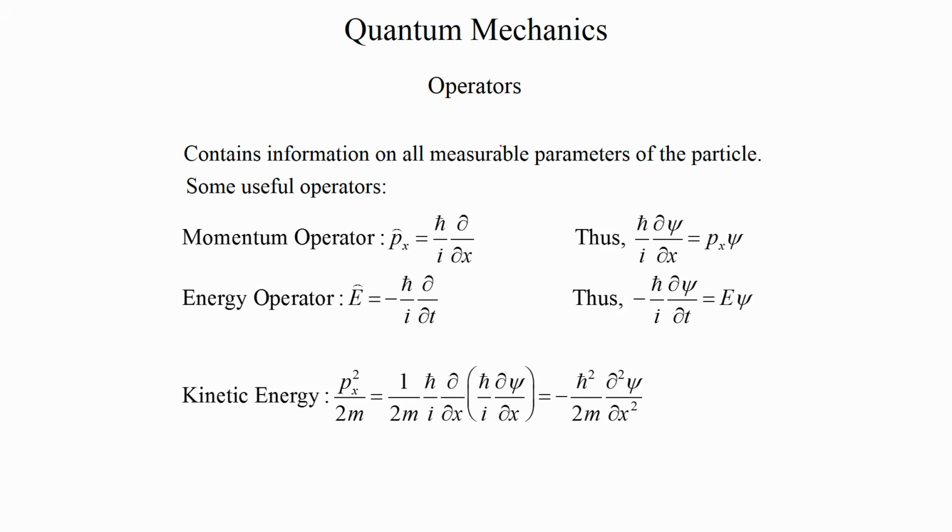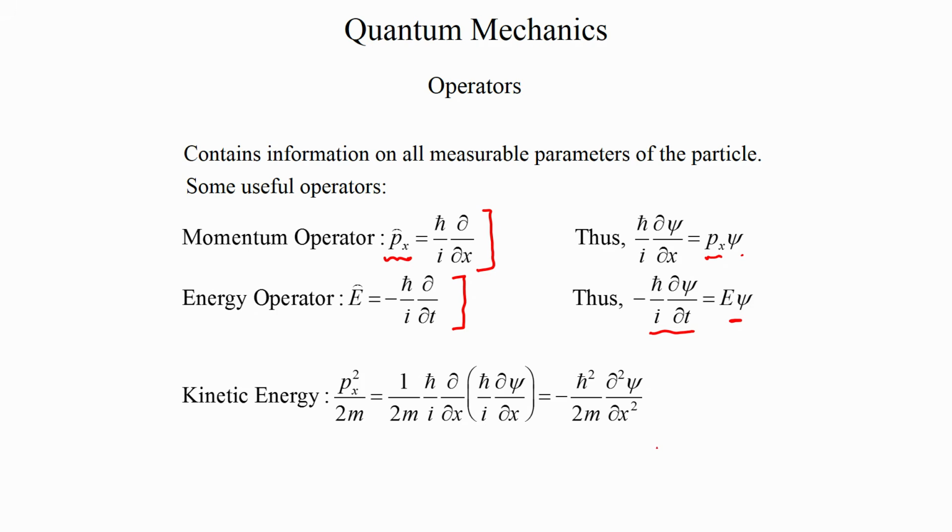So let's say I need to find the momentum of the particle in the x direction. So this happens to be the momentum operator, and I'll give you an argument as to why this is the momentum operator. If I need to find the energy of the wave particle, then this is my energy operator. So what this means is if I take this operator and use it to operate on this wave function psi, then I will get the momentum of the particle in the x direction times psi, and similarly this is the energy of the particle times psi.